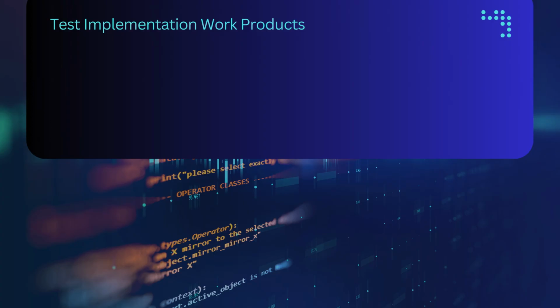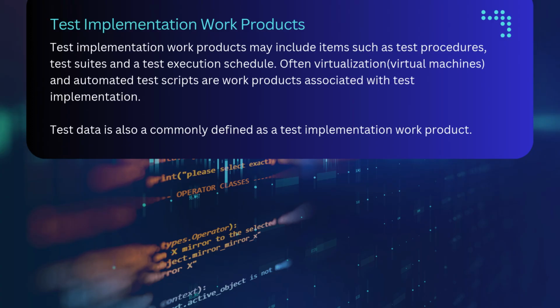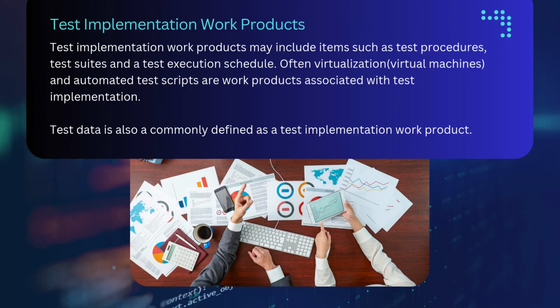Test implementation work products. Test implementation work products may include items such as test procedures, test suites, and a test execution schedule. Often virtualization, virtual machines, and automated test scripts are work products associated with test implementation. Test data is also commonly defined as a test implementation work product.